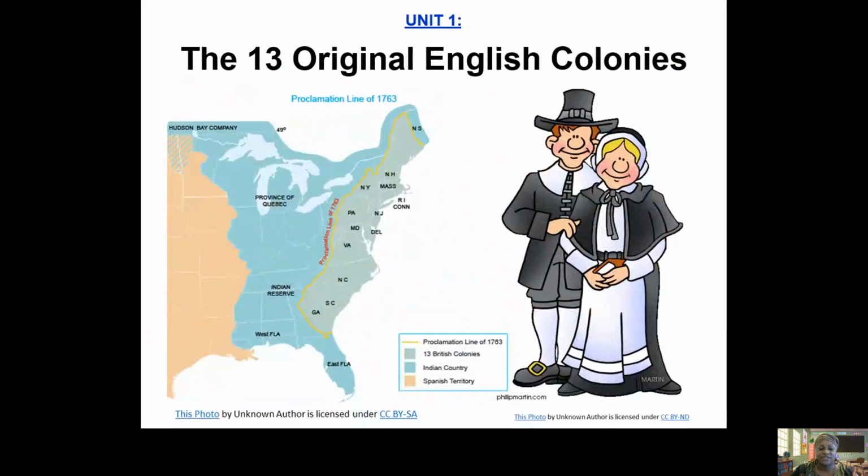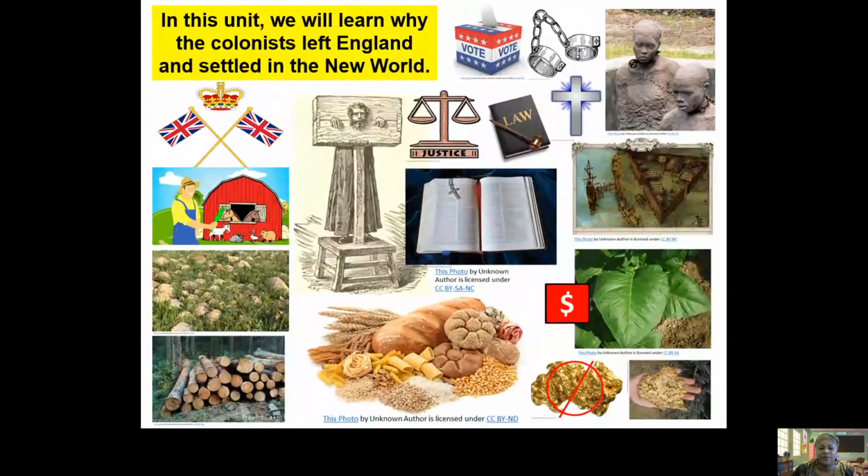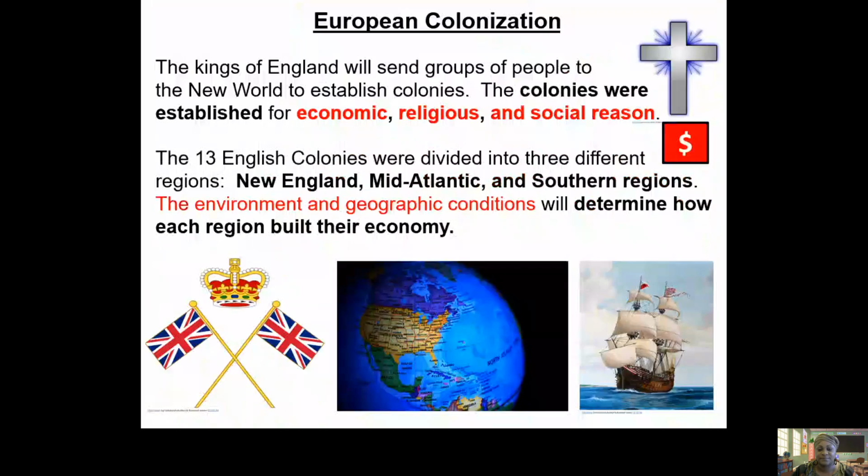Today, I'm going to be teaching a lesson called The 13 Original English Colonies. It is a summary of Unit 1 for 8th grade U.S. History. In this unit, we will learn why the colonists left England and settled in the New World. Let's get started with European colonization.